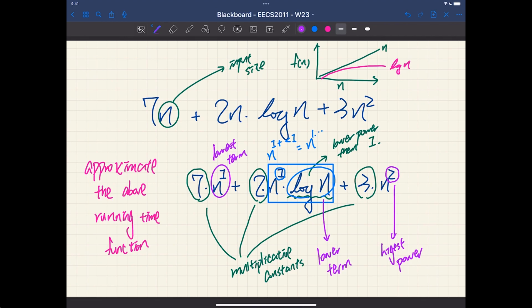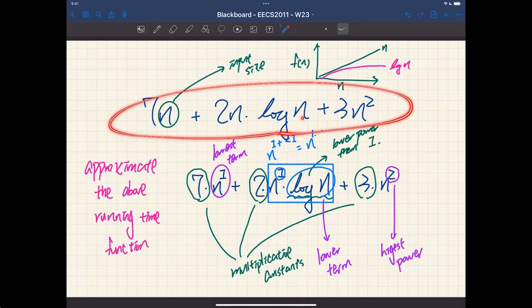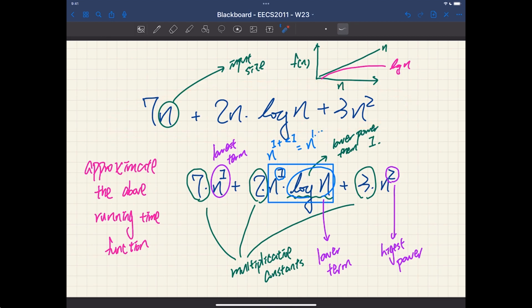Are we okay so far about the different terminology here? It should be straightforward, right? And the idea would be, whenever you're trying to approximate the running time, what can you disregard? You can disregard all the lower terms and keep the highest term, asymptotically. I'm telling you about this tip.